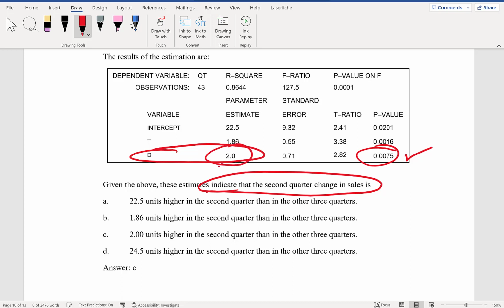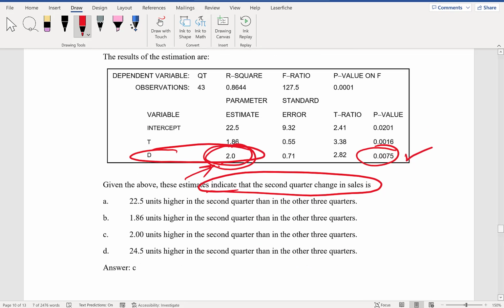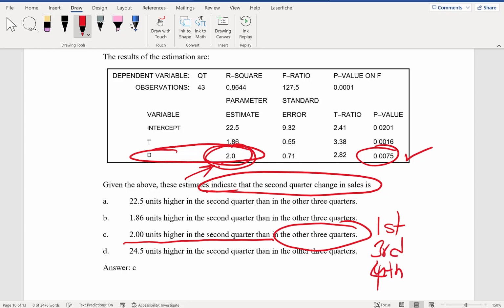In the second quarter, for some reason, this company is doing good. January, February, March is the first quarter; April, May, June, they're doing really good in that quarter. So what's the impact? 2 units higher in terms of their sales. 2 units higher in the second quarter compared to what? All the other 3 quarters: first, third, and fourth quarter. Okay, that's it. So the answer is C here.